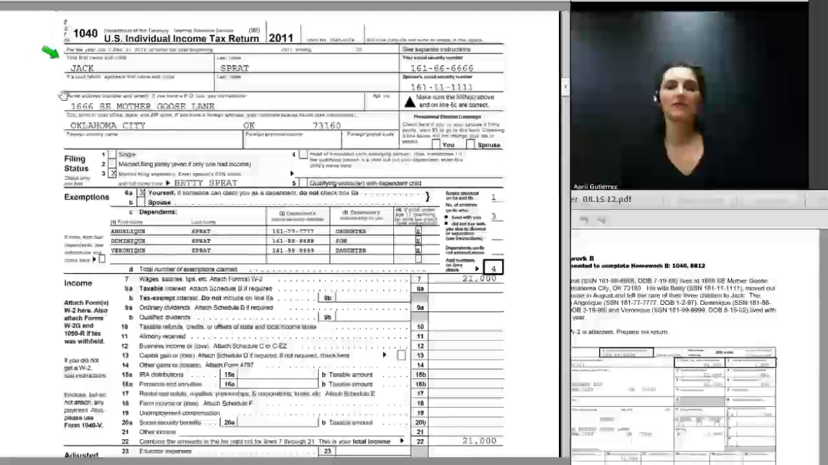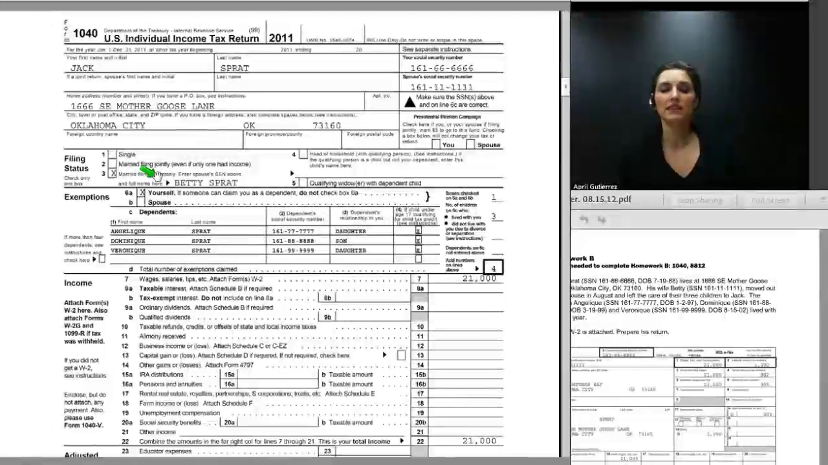And here we have Mr. Jack Spratt's return. In this example for homework assignment B, his filing status is married filing separate, so we do need to enter the Social Security number of his spouse in the space provided, and we also need to enter his spouse's name, Betty Spratt, in the space provided. He's listed his 3 children, Angelique, Dominique, and Veronique. They all qualify him for the child tax credit, so those boxes are checked.